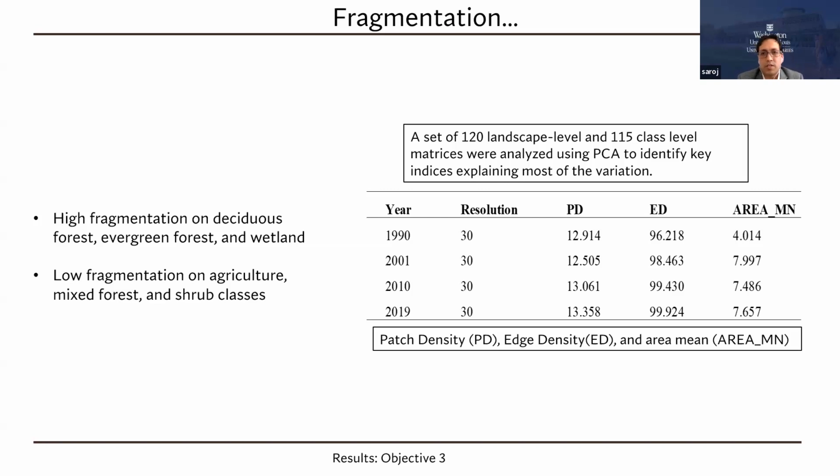This is a snapshot of the table where patch density is increasing, edge density is increasing, and mean area of the patches is also along similar lines, indicating that the land use land cover is fragmenting in the Greater Shawnee National Forest. So there is high fragmentation in deciduous forest, evergreen forest, and wetland, and relatively low fragmentation in agriculture, mixed forest, and shrub classes.